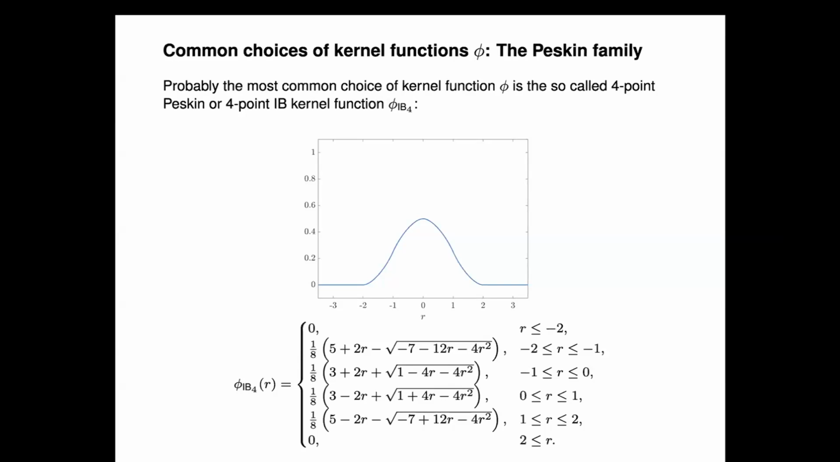Common choices that have been used include kernel functions that were popularized by Charlie Peskin's Acta Numerica paper in the early 2000s, where he postulated a set of moment conditions along with a condition called the even-odd condition that give rise to a family of delta functions. John Stockie has done some work on this long ago.